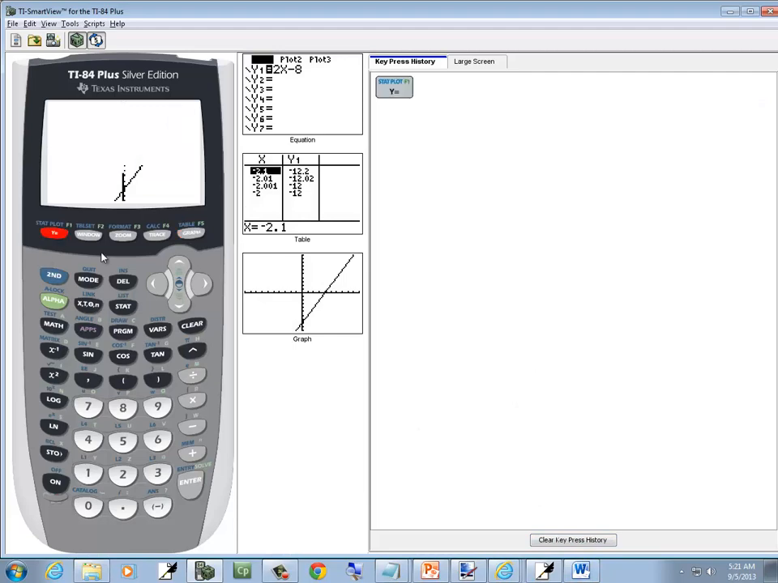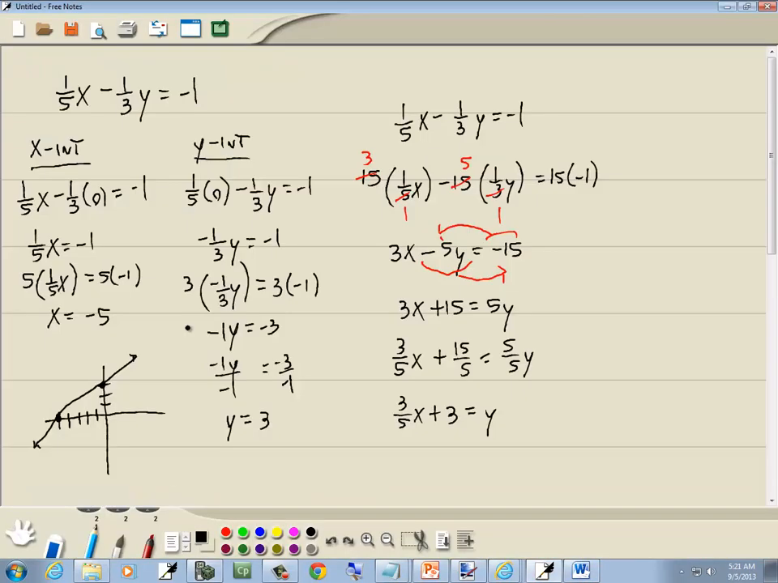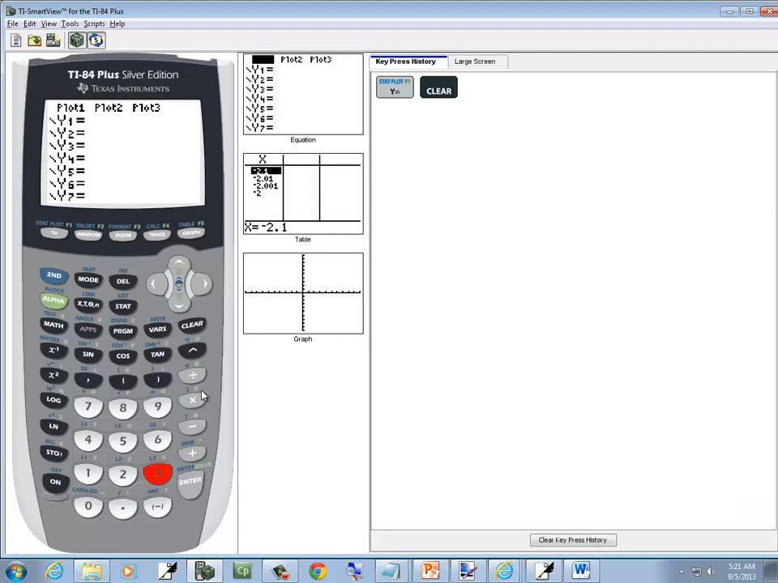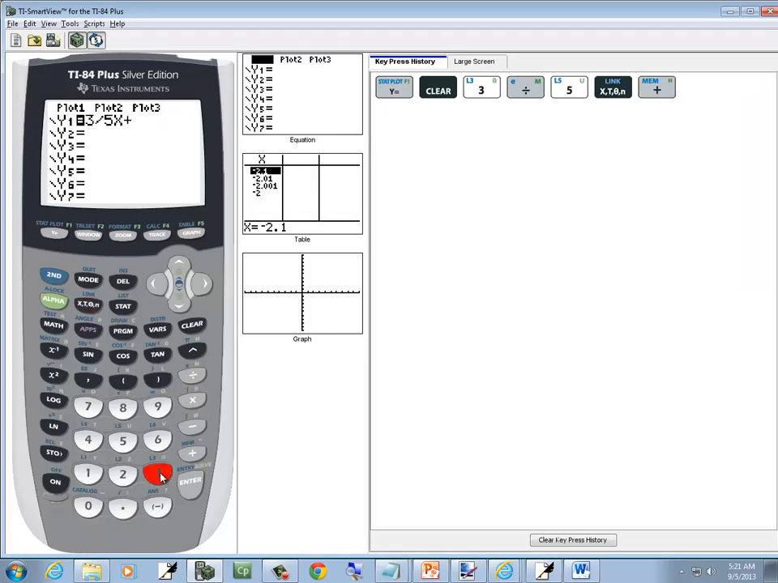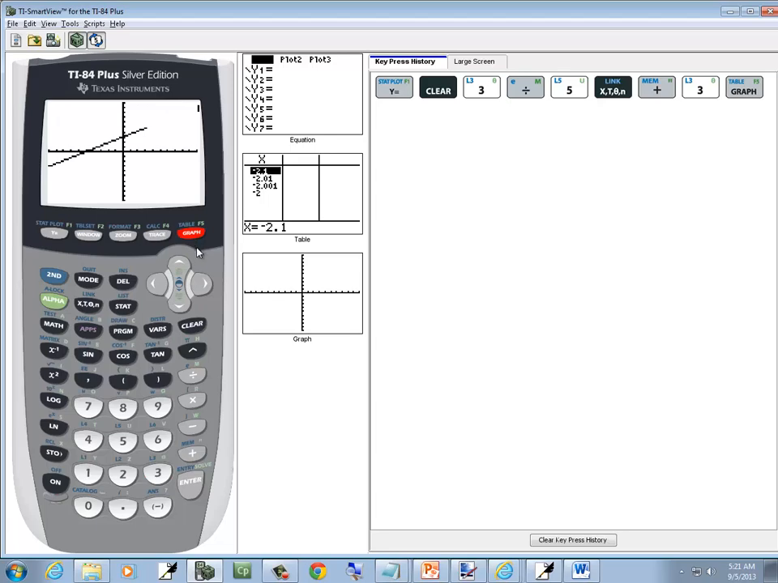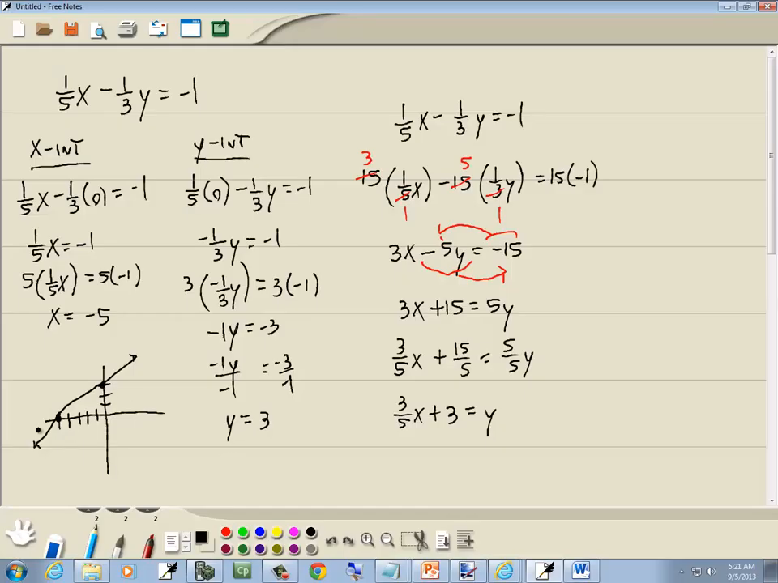So I'm going to press my y equals, press my clear. We got 3/5 x, so 3 divided by 5 x plus 3 and then graph. And we'd sketch that down, and that'd be your answer. And you see it more or less matches what I did by hand.